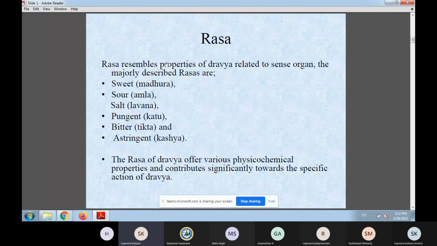Okay. Now, rasa resembles properties of dravya related to sense organ. How does the tongue perceive these tastes? Is it sweet, sour, salt, pungent, bitter, astringent, etc.? So among these rasas, a drug will have any among these rasas. Now, I have been repeating that rasas are made up of Panchamahabhutas. Since there is difference in Panchamahabhutas with respect to the different tastes, the action of the drug also will be different. So each rasa will have its own characteristics.